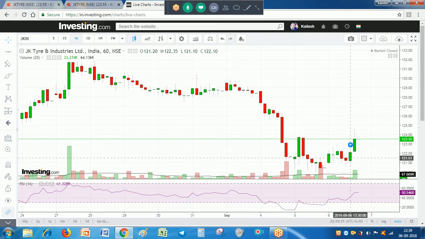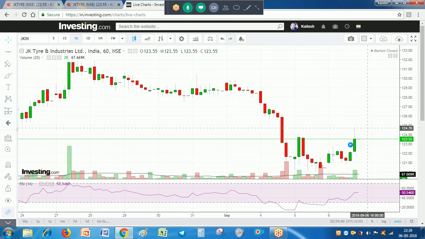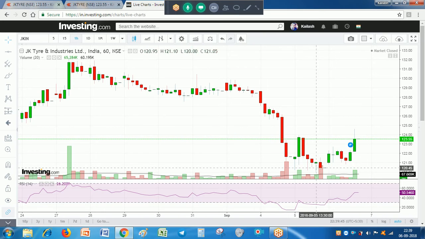So on the hourly chart it gives a clear picture that the stock has reversed. We can buy keeping a stop loss of 119 or 120 also. Then let us go to the 15 minutes time frame.